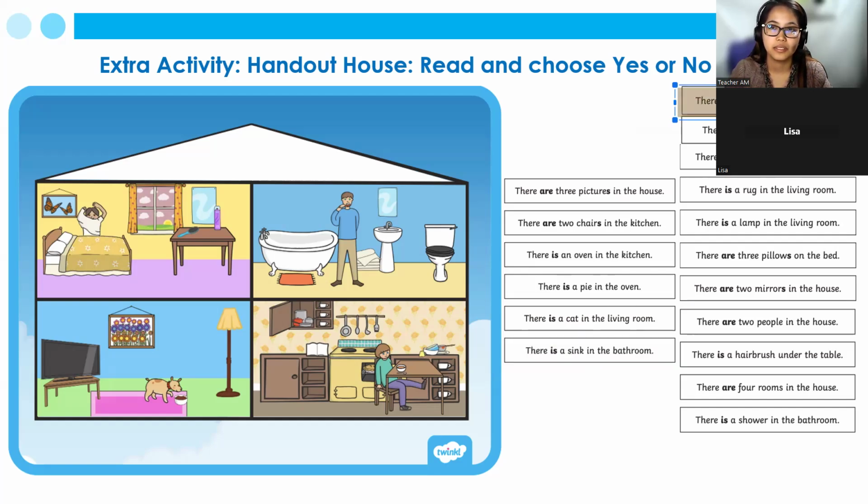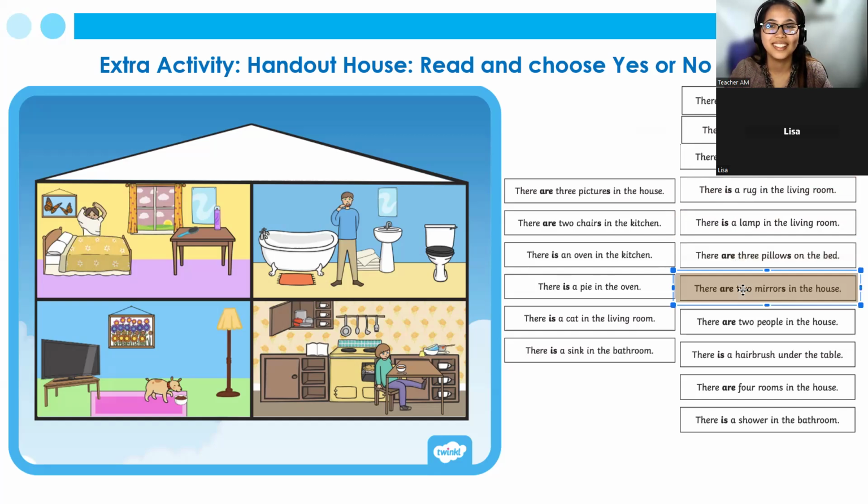There is a bathtub in the bathroom. Yes. Absolutely. There are two beds in the house. No. You are correct. There is a shower in the bathroom. No. Very good. There is a rug in the living room. Yes. Fantastic. There is a lamp in the living room. Yes. Nice. There are three pillows on the bed.